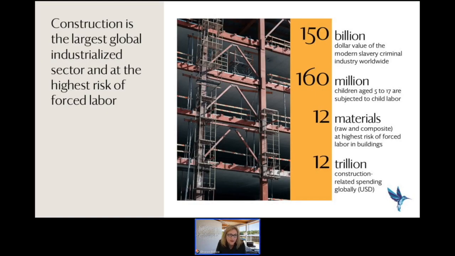Now, the built environment is the largest single contributor to climate change and is also the largest industrialized sector at the highest risk of forced labor. So while we are starting to inspect our building supply for this embodied carbon, we're inspecting now, again, for embodied suffering.